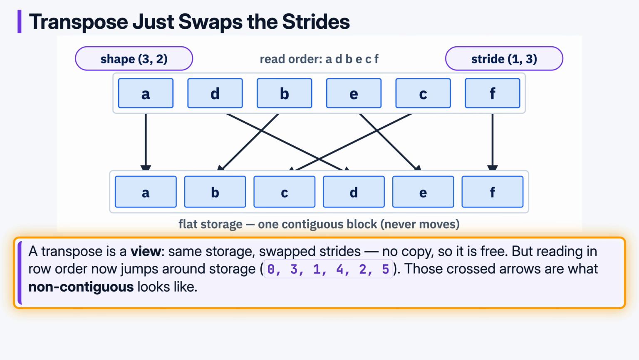A transpose is a view. Same storage, swap strides, so it is free. Those crossed arrows are what non-contiguous means.